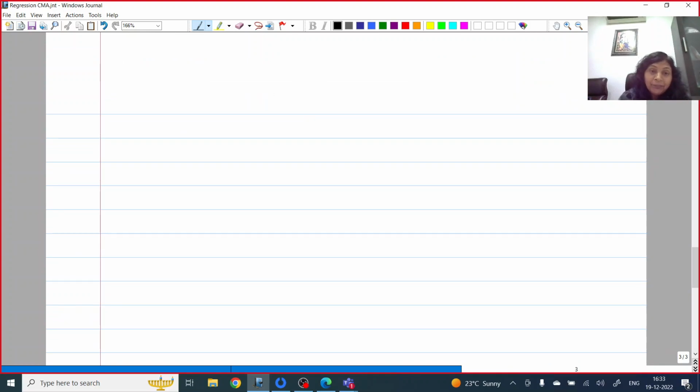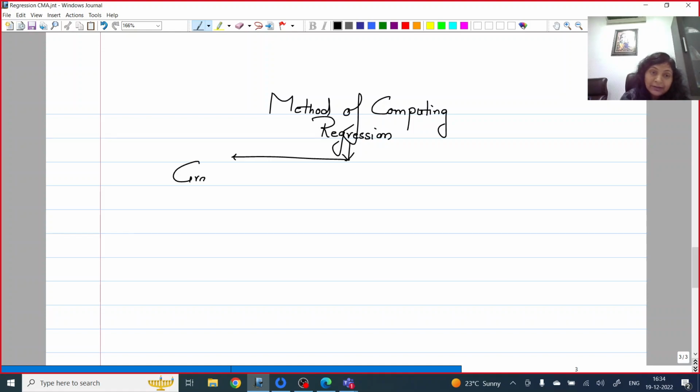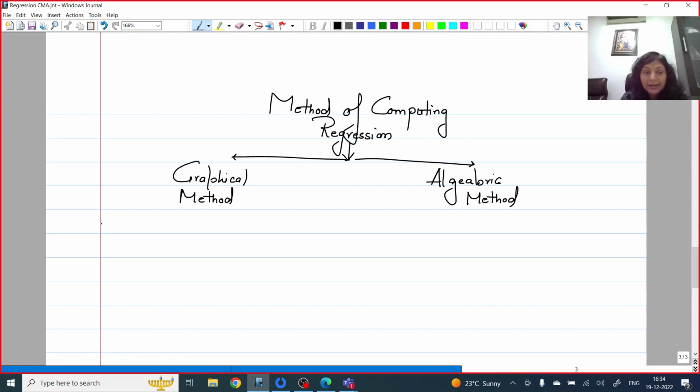Next we have methods of computing regression. How we can compute regression. There are two methods of computing regression. One is the graphical method and the second one is the algebraic method. Graphical method means we are taking the help of a graph. In case of the graphical method, we have just one method and that is the scatter diagram.